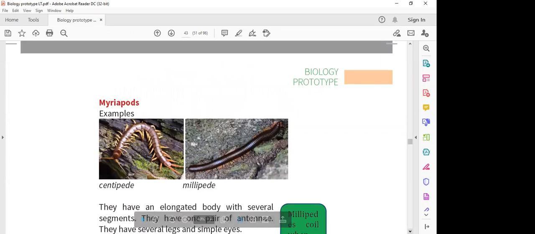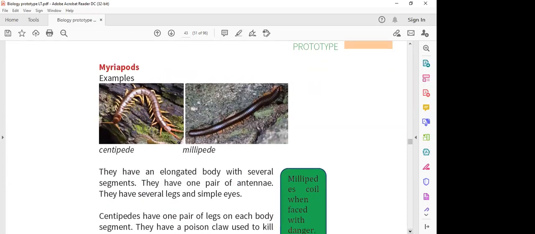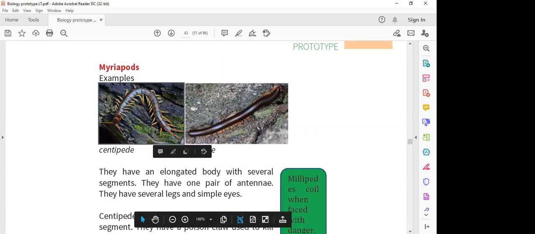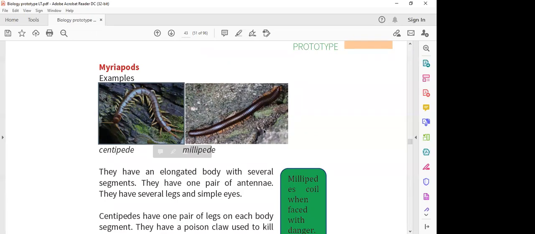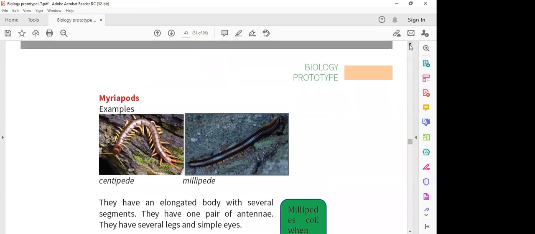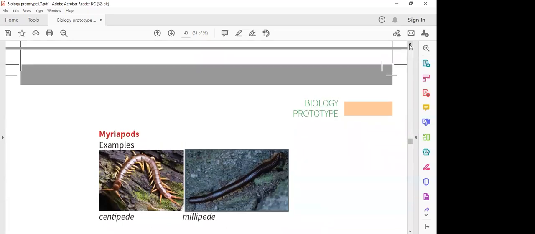Let us look at Myriapoda. Here we have given two examples of organisms. One is this one here, which we have called the centipede. Then the second one, which we have called the millipede. May I know how these two are different from each other? Can someone suggest some differences between centipede and millipede?